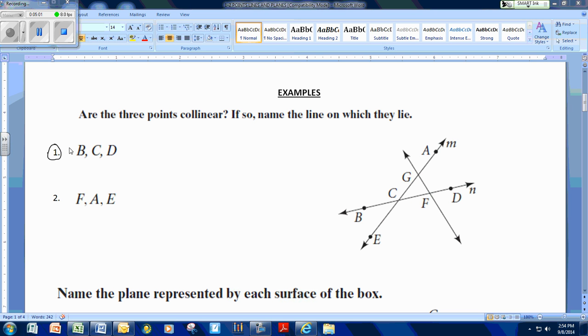So we're going to do number 1 here. Are the 3 points collinear? If so, name the line on which they lie. So here's our diagram. We have a bunch of points, and we have lines going through those points. So let's start with points B, C, and D. Here's B. Now C doesn't have a dot, but it is the intersection of 2 lines, so that is a point. Technically, these are all points here because 2 lines are intersecting there. So here's C, and here's D. Clearly, they are on the same line, so they are collinear. So this would be yes.